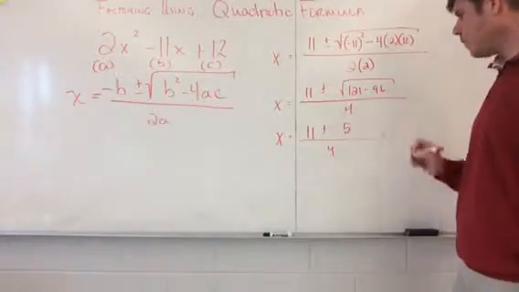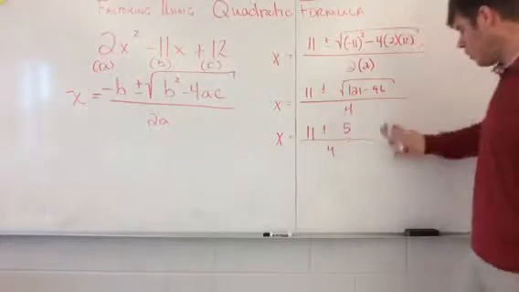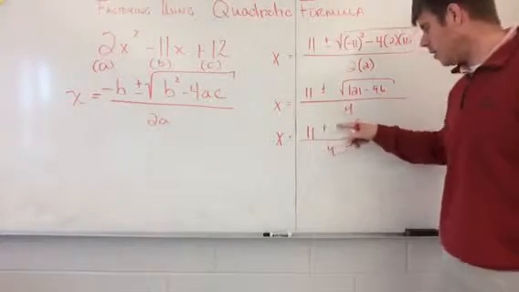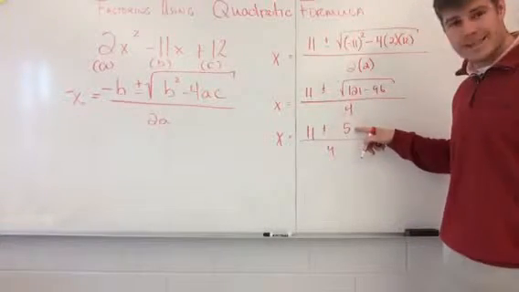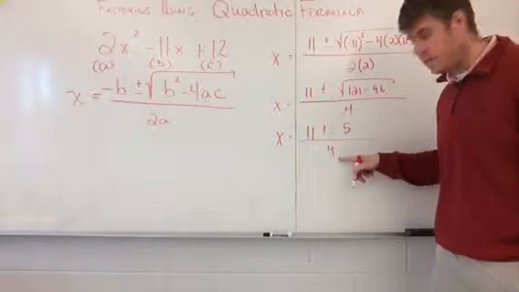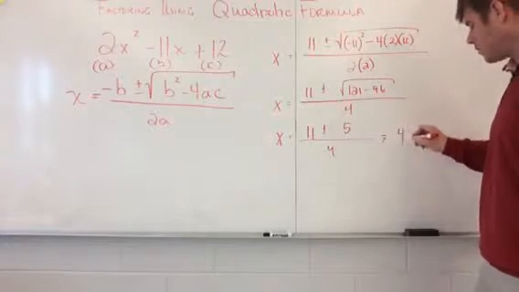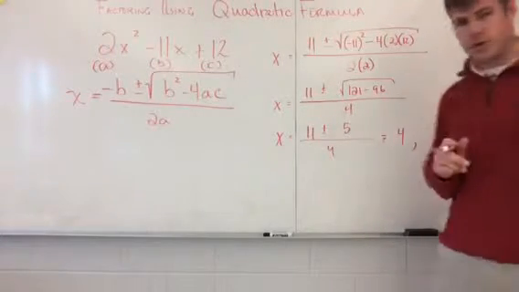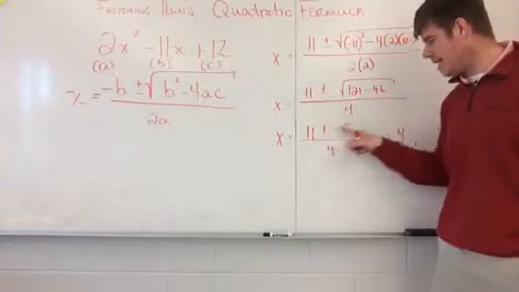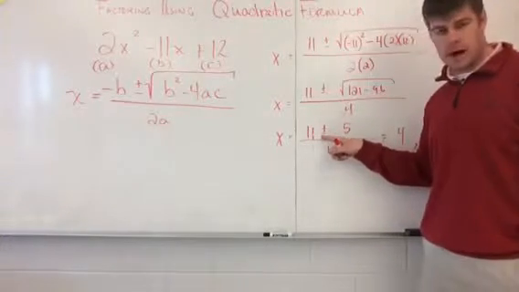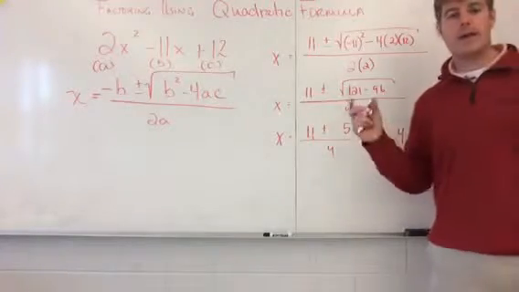So what I have here is the first one: I do 11 plus 5, then divide by 4. So 11 plus 5 is 16, divided by 4 is 4. So my first answer here is 4. I have 2 answers because the first tells me to add, and the second one says do 11 minus 5. 11 minus 5 is 6.